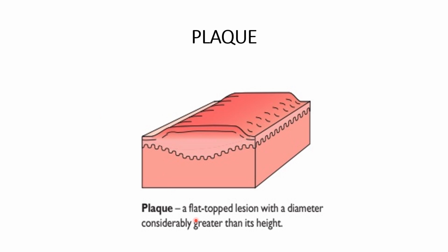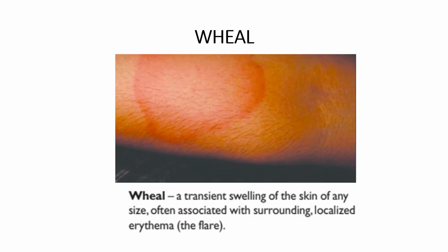Plaque. A flat top lesion with a diameter considerably greater than its height. Its height is less than its diameter, so it is known as plaque. Wheal. A transient swelling of skin of any size, often associated with surrounding localized erythema, the flare. It is surrounded by erythema. It is wheal.